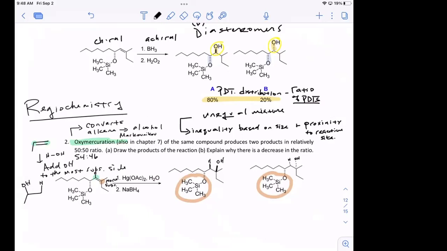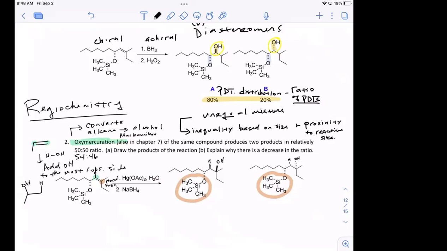Oh, is it because the OH is closer to the chiral center? In the top? Yeah. And then on the bottom, it's further away, right? Yeah. Come on. So if it's further away, what does that mean?